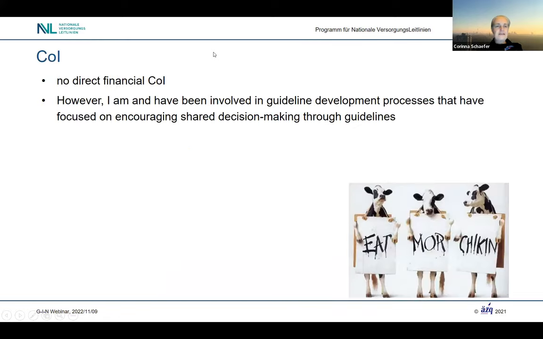And let's start. First of all, my conflicts of interest. I have no financial conflicts of interest. I do not get paid for anything I'm talking about. However, I am and have been involved in guideline development processes that have focused on encouraging shared decision-making through guidelines. And I am responsible for the German National Disease Management Guidelines Program, where we definitely try to implement as many decision aids into guidelines as possible. So I definitely do think that combining shared decision-making and guidelines is a good thing. And this is a kind of intellectual conflict of interest.